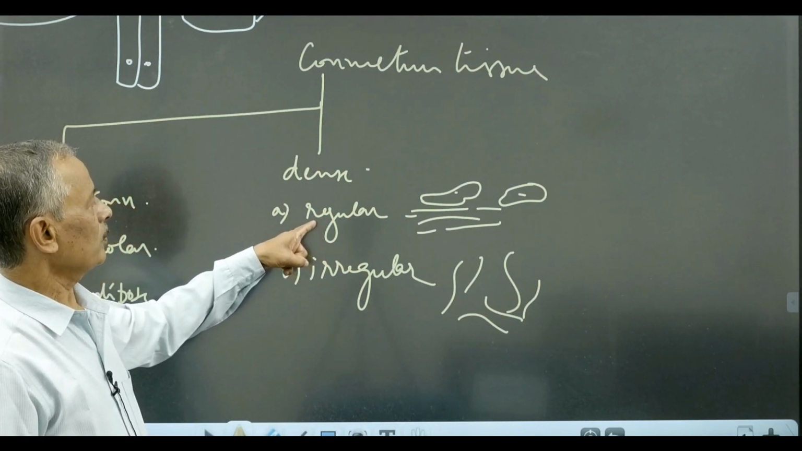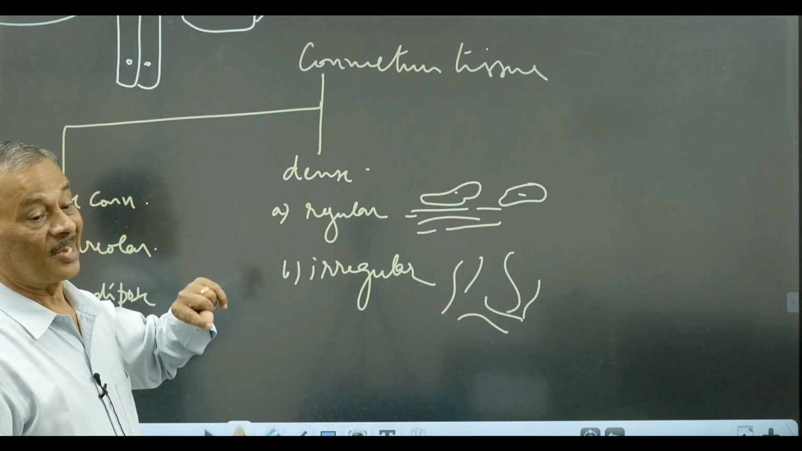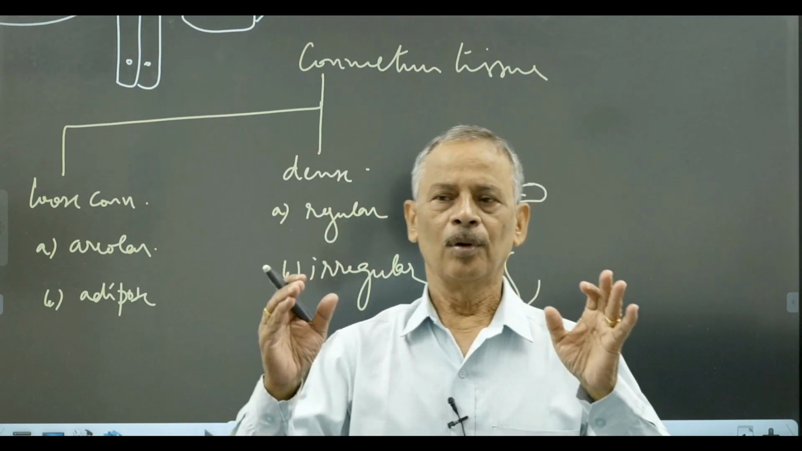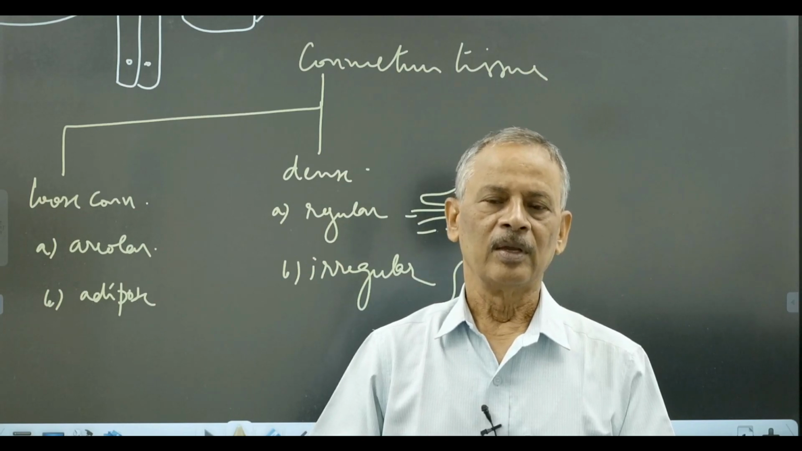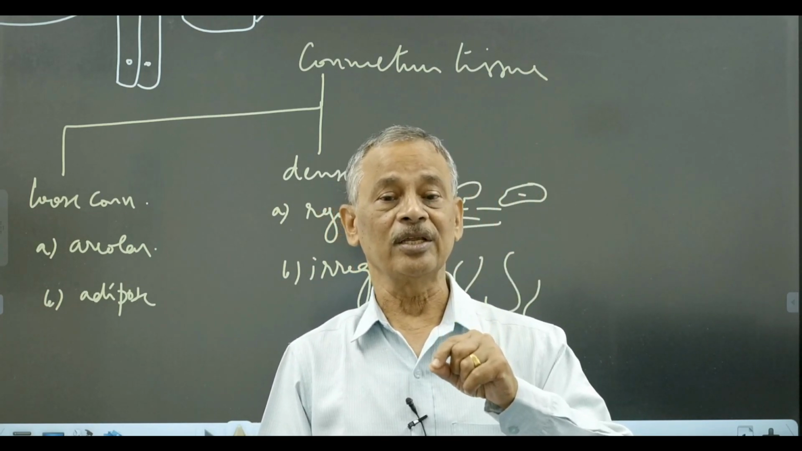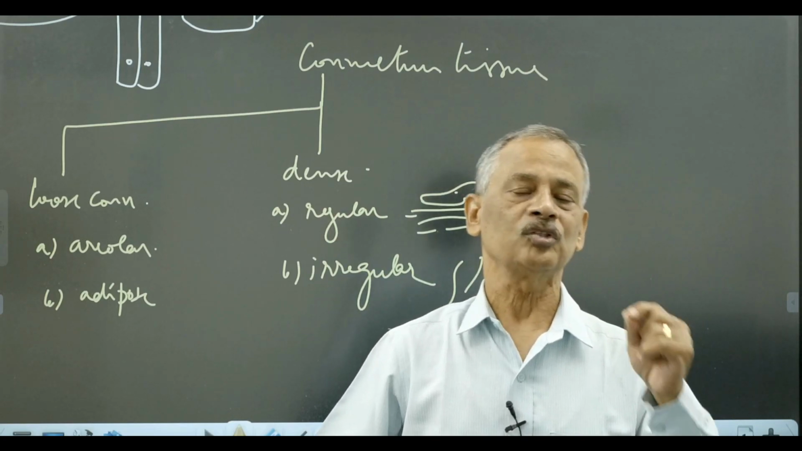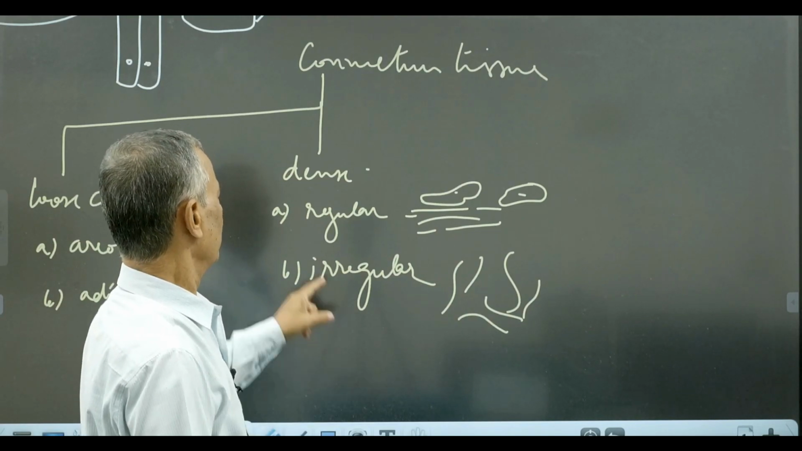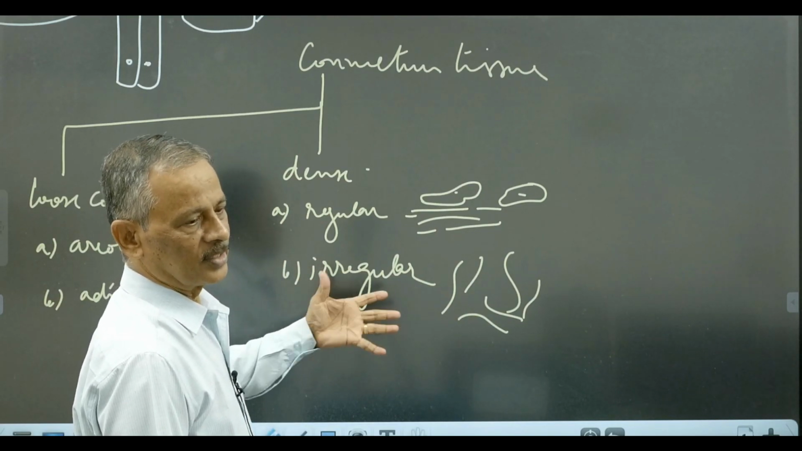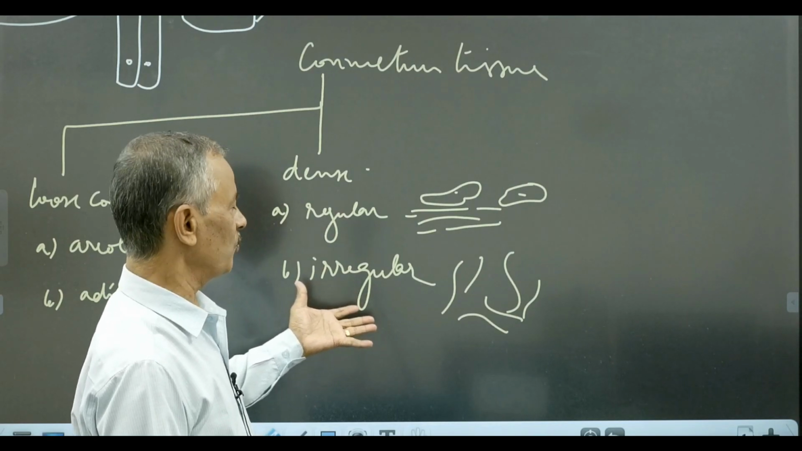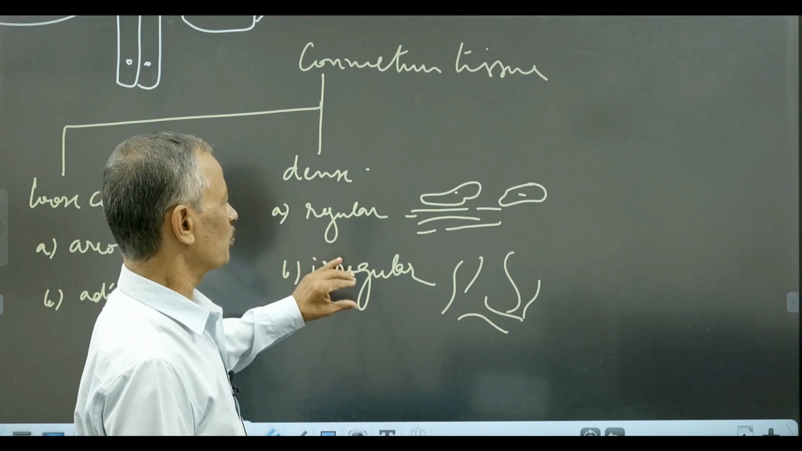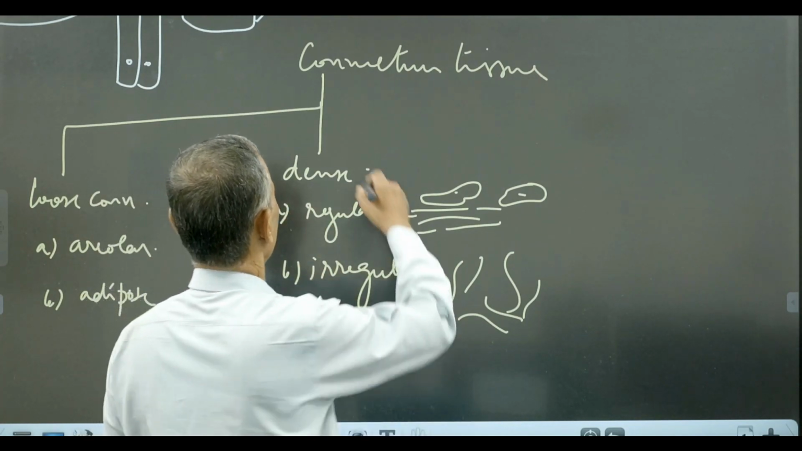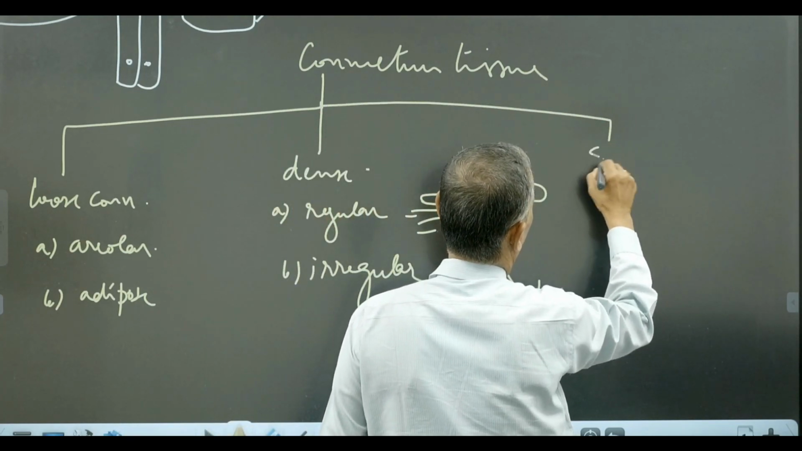Typical example for dense regular is tendon and ligaments. Tendons are structures that connect muscles to the bones, whereas ligaments are connecting a bone with another bone. Both tendon and ligaments are examples for dense regular. In irregular, there is no such orientation. They will be oriented in different directions, and this type of tissue is present beneath our skin. So, second type. Then coming to the third type, specialized.